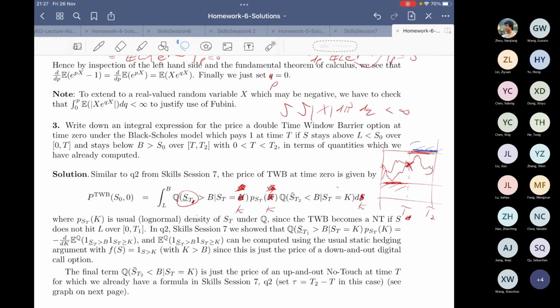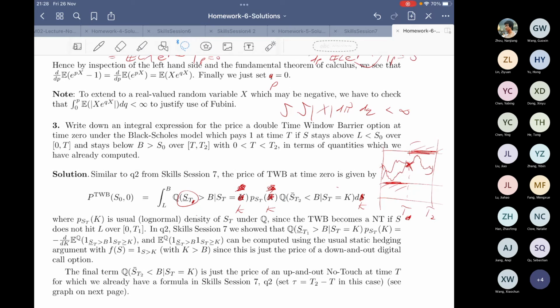I know this can be confusing. Probably in the exam I wouldn't give you something quite this complicated, but I'm just trying to give you some practice at thinking about this stuff, because obviously I don't expect you to remember multiple homeworks. Well, as best you can, but I have to be reasonable about it. The point is that this times that was computed in one previous homework question, and then this is just the price of an up and out no touch option, for which we gave a specific formula in another question.